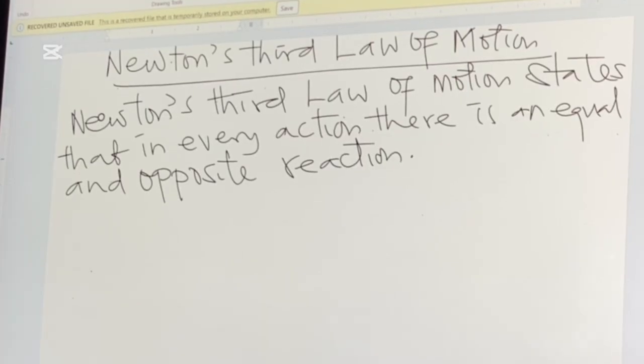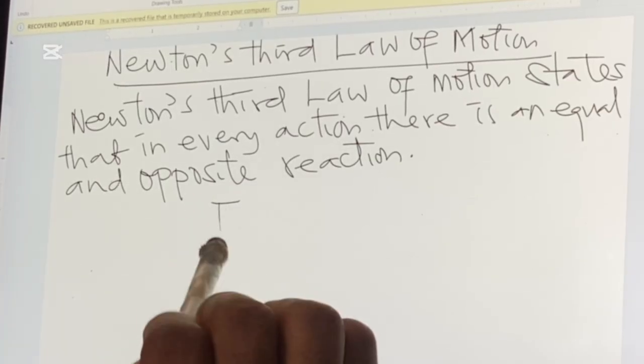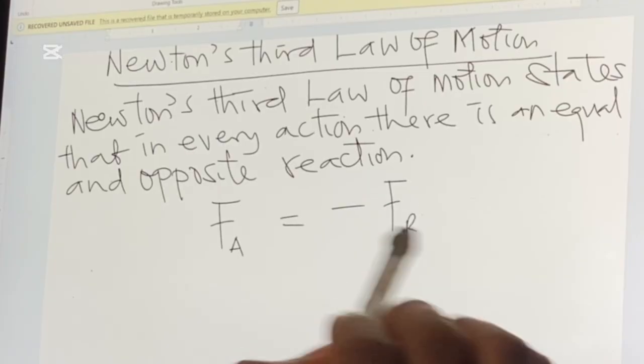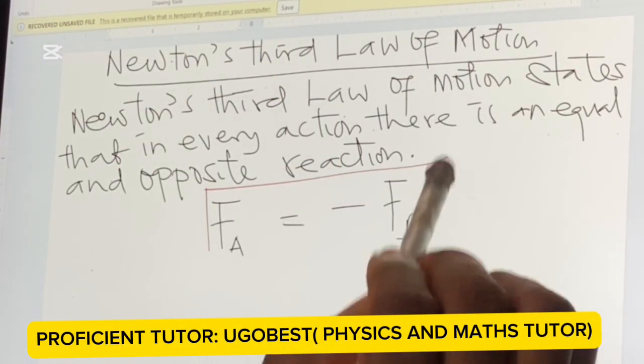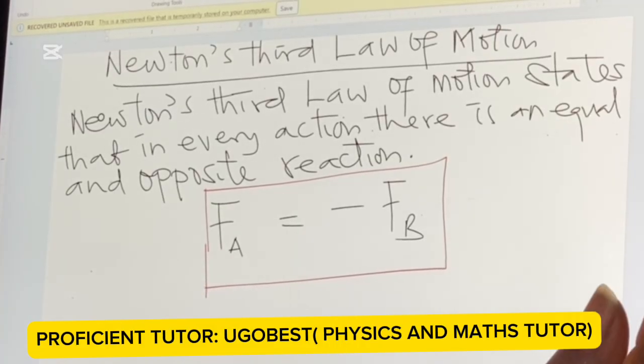Let's look into the mathematical expression of this law. Mathematically, please write F_A is equal to minus F_B. So this is the mathematical statement of this law. In every action, there's an equal and opposite reaction.